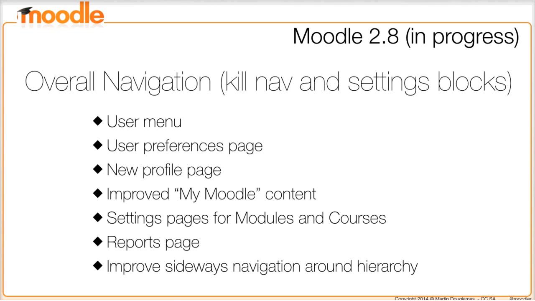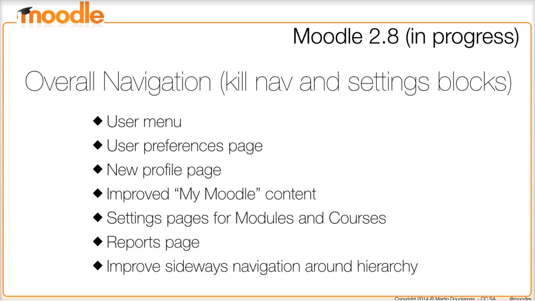The next one is settings pages for modules and courses. So rather than having long hierarchical menus, we can put a lot of those settings things as links on one page, which makes it work better on all platforms, and less poking around inside a tiny settings menu. Same for reports, getting all the reports onto a page.